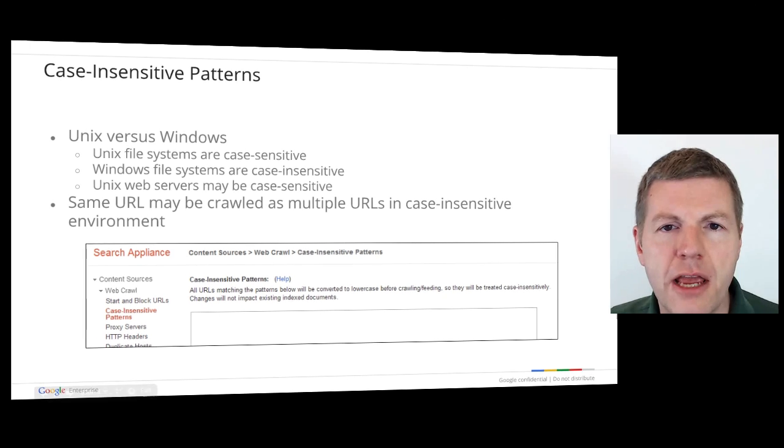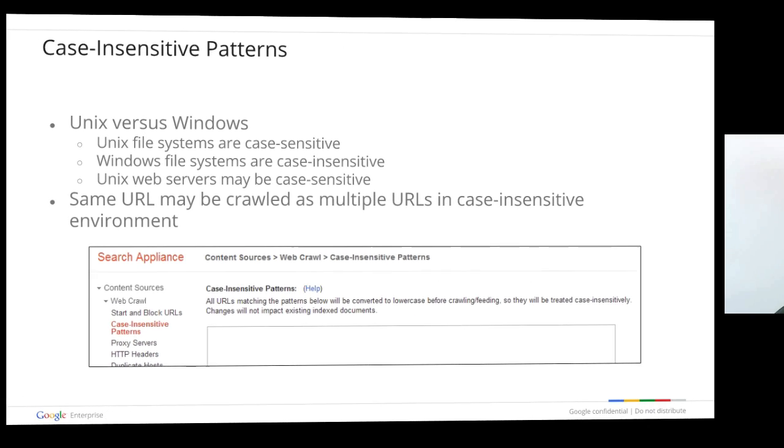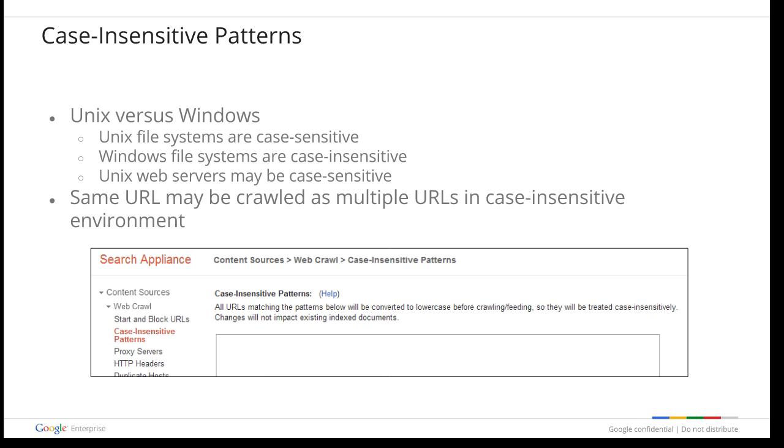Windows file systems are case insensitive. You can get to the same file regardless of whether you use uppercase or lowercase characters to specify its name. Unix file systems are case sensitive. As a result, Windows web servers are also case insensitive, but Unix web servers can either be case sensitive or not, depending on how they're configured. So, when the GSA crawls content, it will assume by default that URLs are case sensitive.